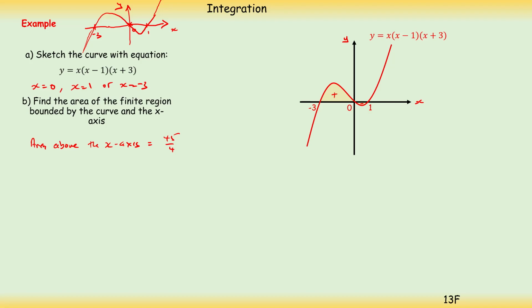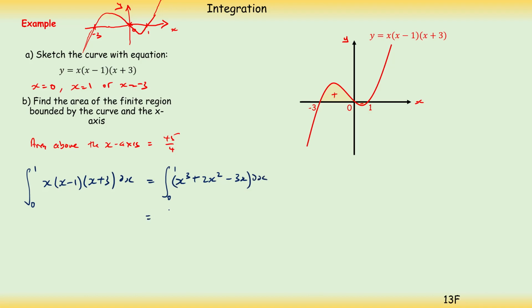So now I want to find the area below the x-axis, from 0 to 1. So I perform the same integral, but just my limits have changed. So from 0 to 1, x times (x minus 1)(x plus 3) with respect to x. When I expand that out, as I did before, that's going to be the integral from 0 to 1 of, what did we have before? x cubed plus 2x squared, sorry, minus 3x with respect to x.